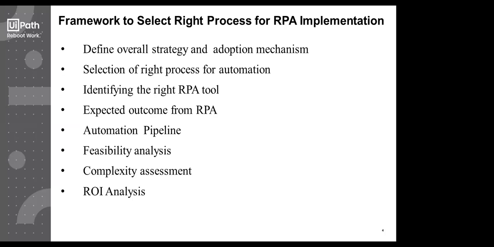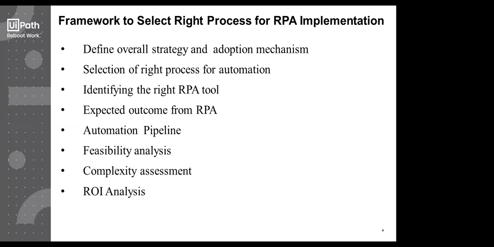So the first key point we should consider is that we define an overall strategy and adoption mechanism. That is, we prioritize the processes and come up with a roadmap or a strategy to roll things out, as we have seen previously while discussing the approach. Then comes selection of the right process for automation: which processes you should consider for automating and which you shouldn't.